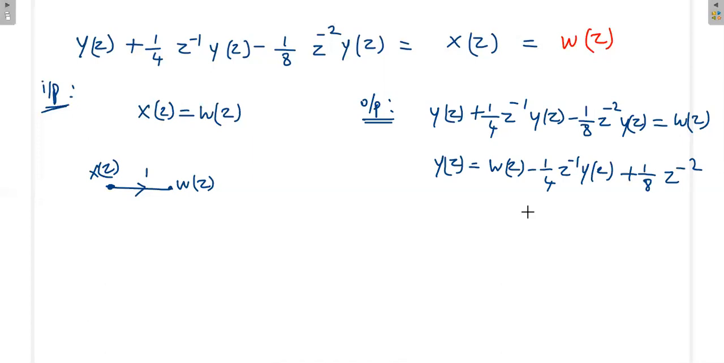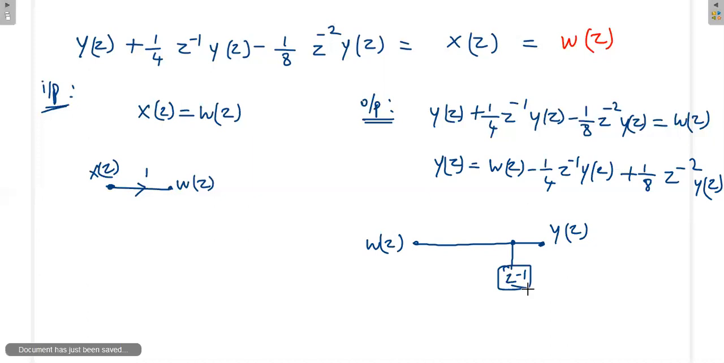Okay, so now suppose we have W of z, then from that we can get Y of z. Again, the other terms are there with respect to Y of z, so that we'll tap from here. The first term is with one delay, that is z inverse. Again, the gain factor is minus 1 by 4. And then the other term is with the 2 delay.